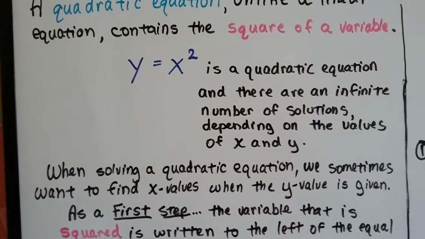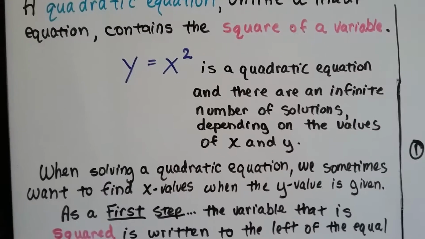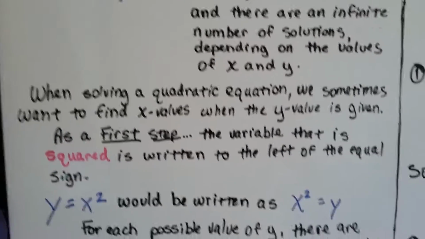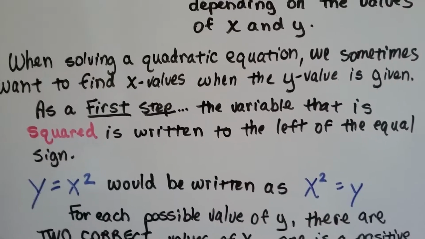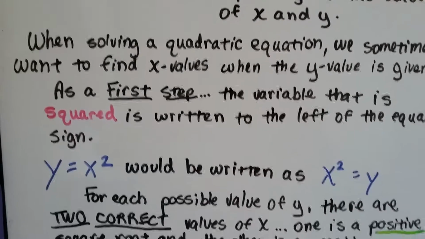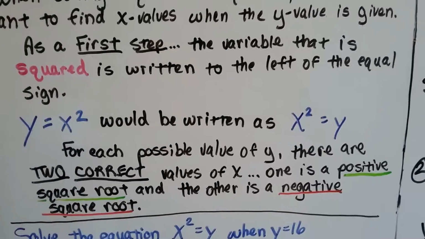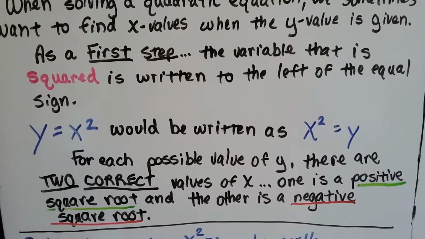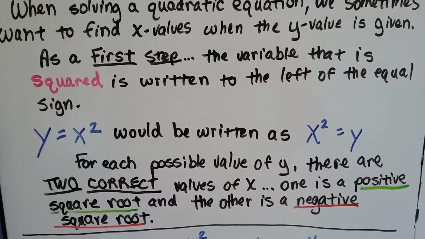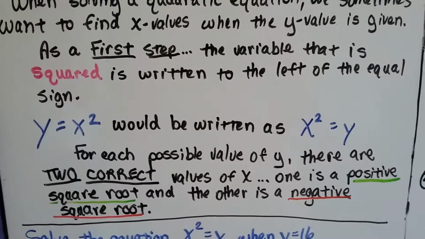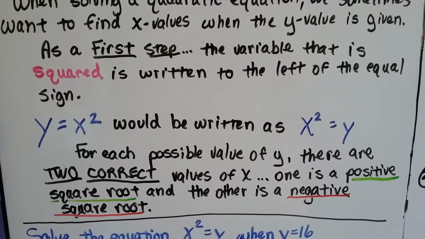Y equals x squared is a quadratic equation, and there's an infinite number of solutions depending on the values of x and y. When solving a quadratic equation, we sometimes want to find x values when the y value is given. As a first step, the variable that is squared is written to the left of the equal sign. Y equals x squared would be written with x squared on the left. X squared equals y.